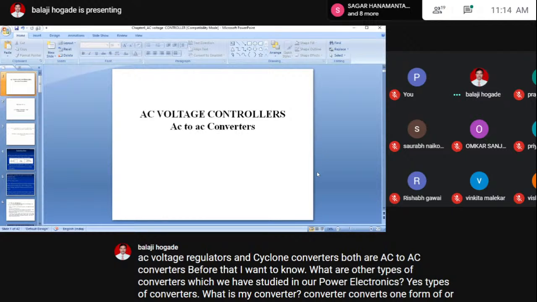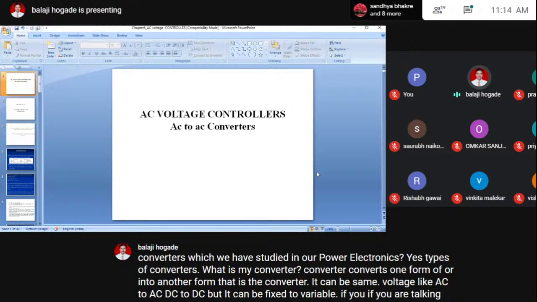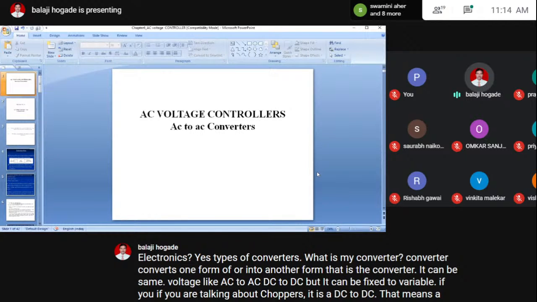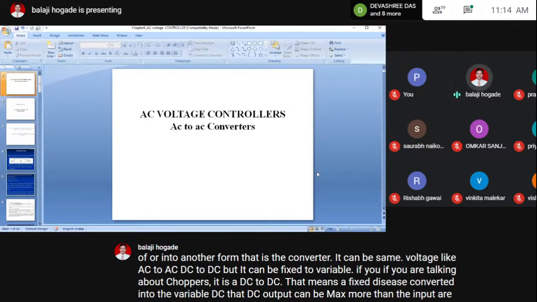It can be the same voltage, like AC to AC, DC to DC, but it can be fixed to variable. If you are talking about choppers, it is DC to DC. That means a fixed DC is converted into a variable DC. That DC output can be more than the input or less than the input. So that is a converter.